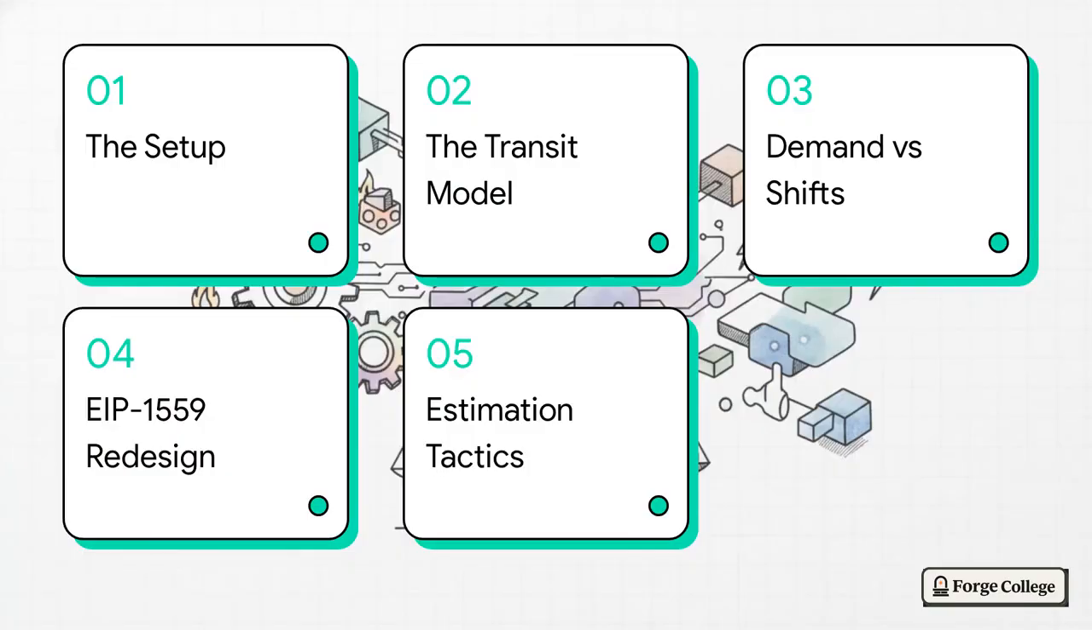Okay, let's dive right into this. Here is our engineering blueprint for the day. 1. The setup. 2. The transit model. 3. Demand spikes versus regime shifts. 4. The EIP 1559 redesign. And finally, 5. Estimation tactics.